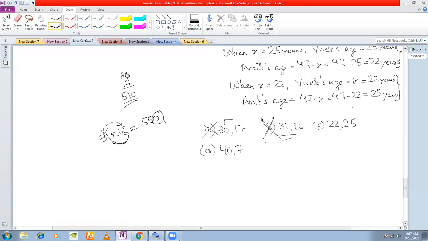You don't even need to multiply. Look at this. Now if you multiply these two, you will get 550. So this should be your correct option. You could have struck this option also, because 7 into 40 will give you 280, which is not equal to 550. So this option is also out. Once you get the correct option, you don't need to check the fourth option. Okay, sir.